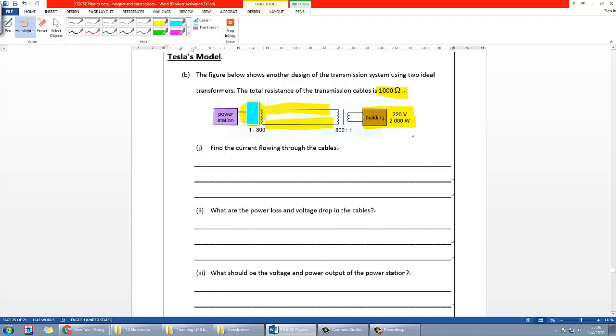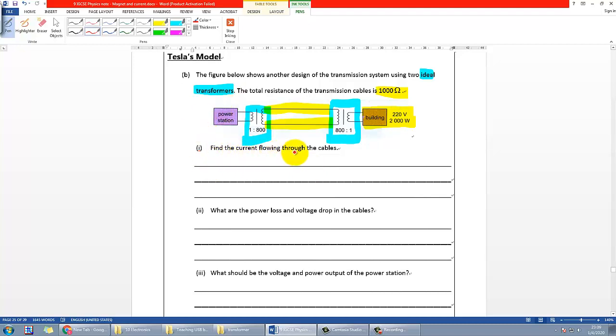The only different thing is we have added two transformers here. One is stepping up, one is stepping down apparently. So pause the video now, try it out, and yes, we have to assume the transformer is ideal in our case first. Okay, so pause the video, try it first. Okay, so let's take a look at part 1.